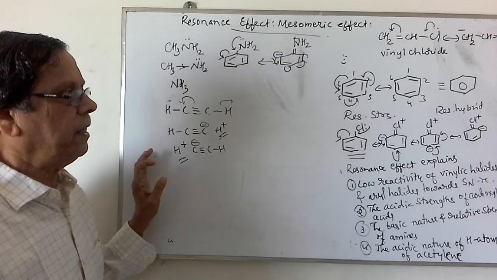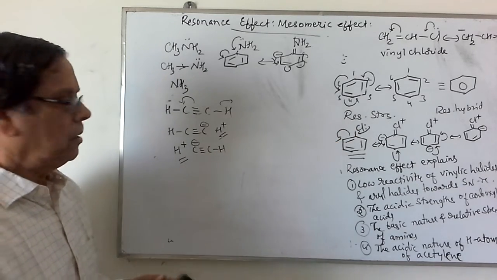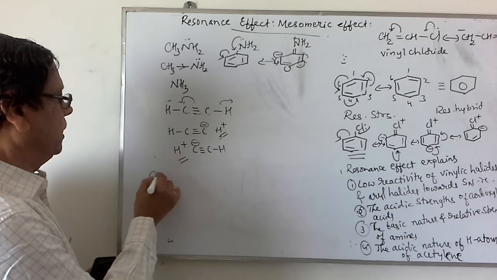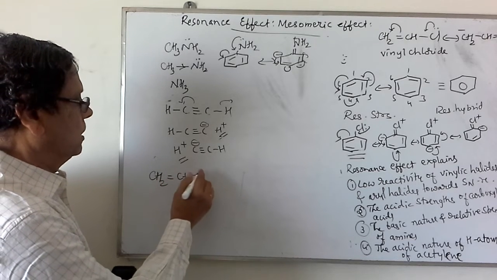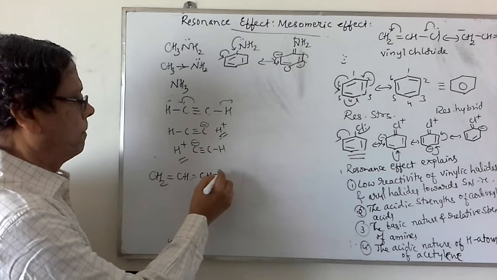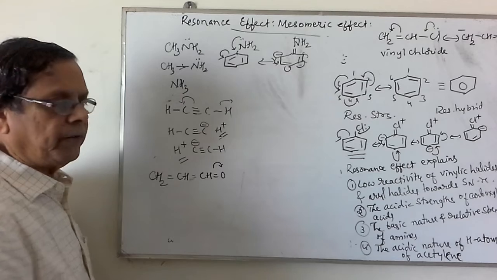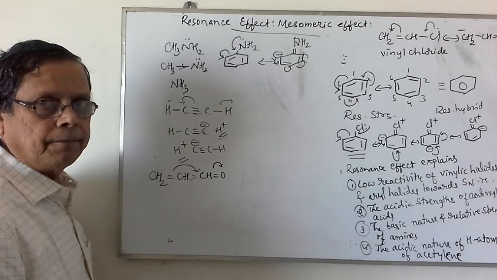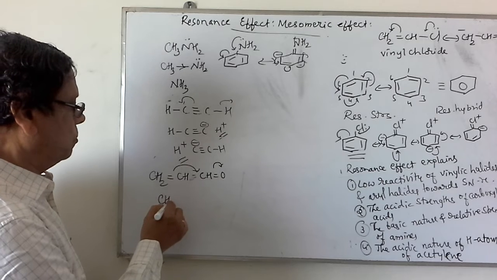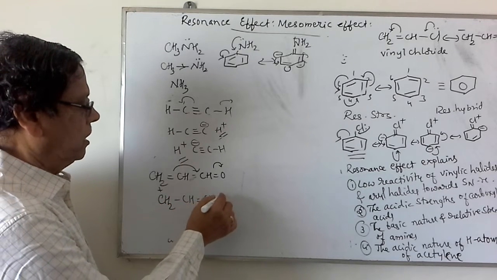This resonance effect we will come across mostly in aromatic compounds. Now let us see one more example for the resonance effect. CH2 double bond CH, CH double bond O. Now this oxygen is more electronegative, that's why this pair of electrons shifts to this position. This pair of electrons shifts to this position. So we have CH2 positive, CH double bond CH and O minus.